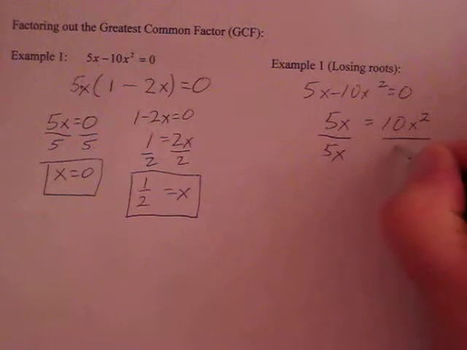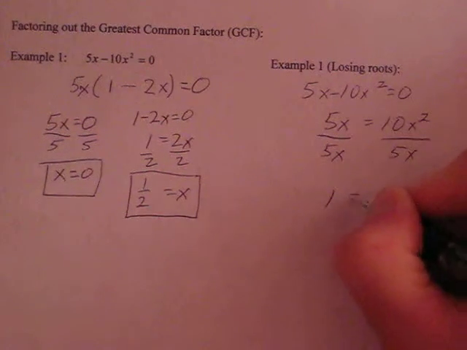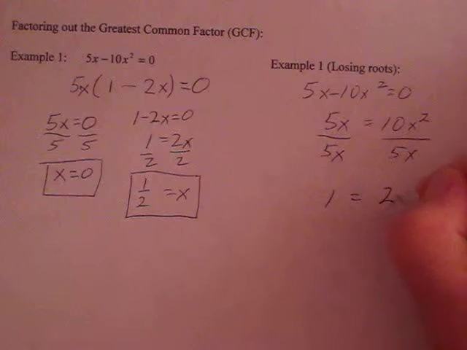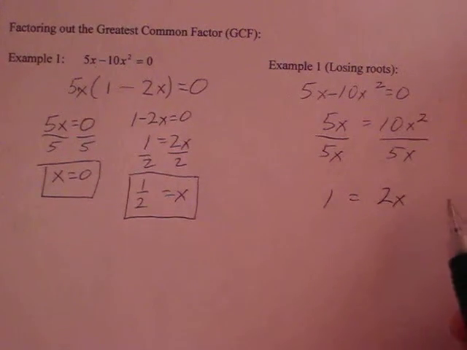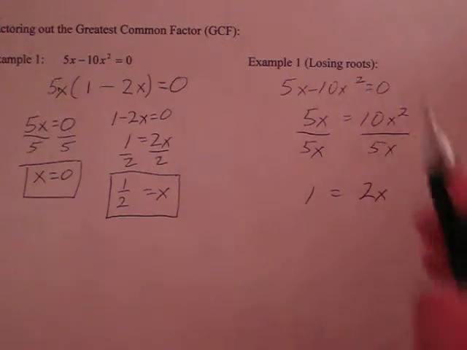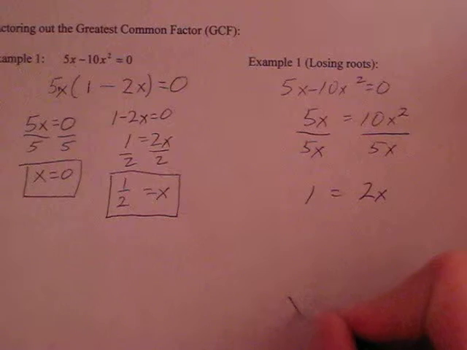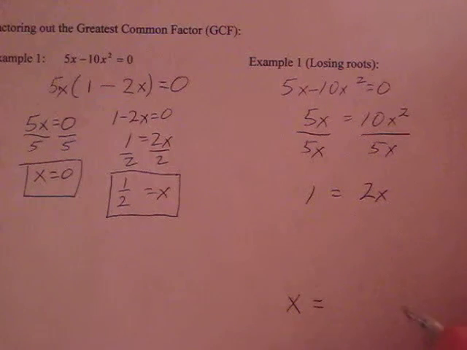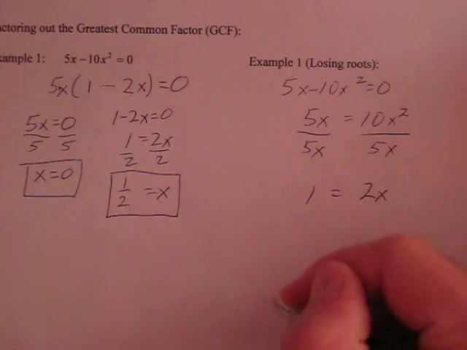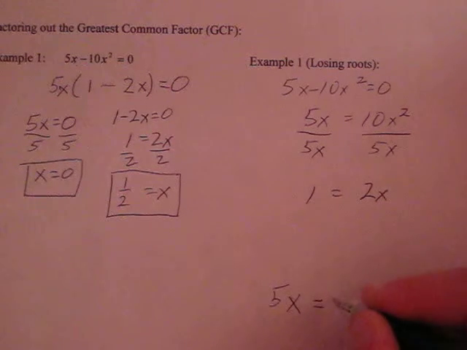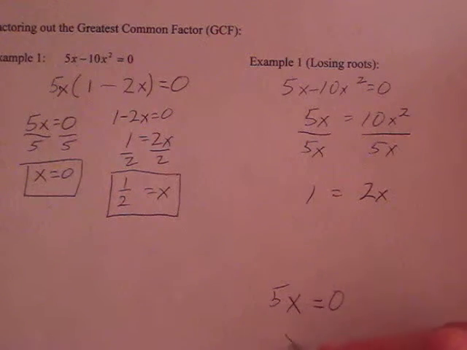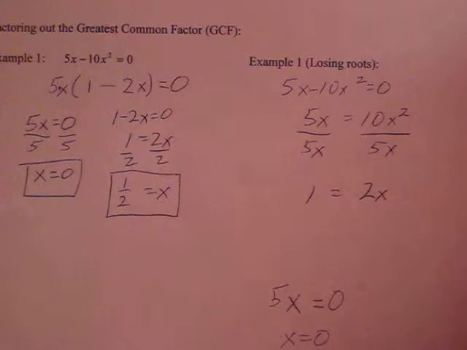So if I divide both of these by 5x, I get 1 equals, this would be 2x. However, you have to remember and make sure that you remember this, that you can't divide by x. So anytime that you try to do this in an equation, you have to say, well, x equals, we'll say 5x, whatever we divided by, equals 0. Okay, and it's always going to end up that x equals 0.